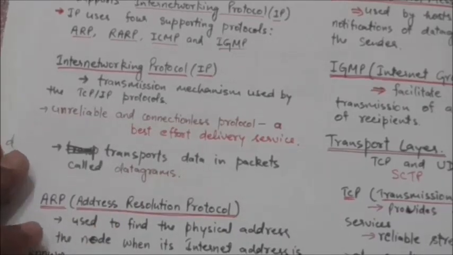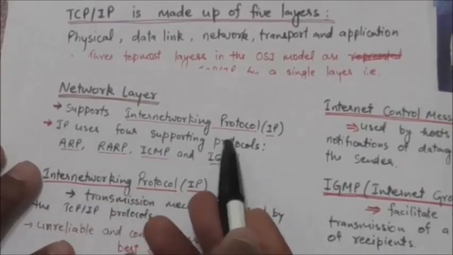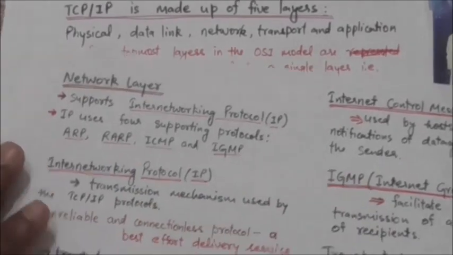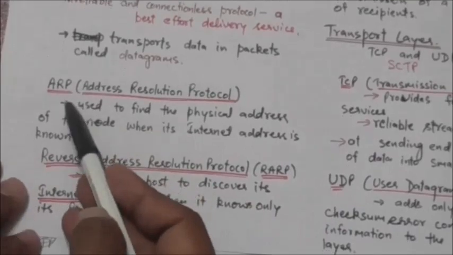Now as I told, IP uses 4 supporting protocols: ARP, RARP, ICMP and IGMP. So now we will study about these protocols. First we will study about ARP.